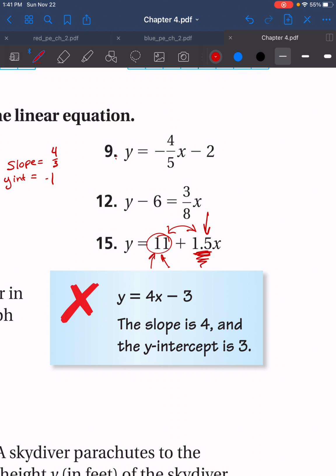I'll give you a hint. It has something to do with the y-intercept. I want you to try that one on your own. Okay?